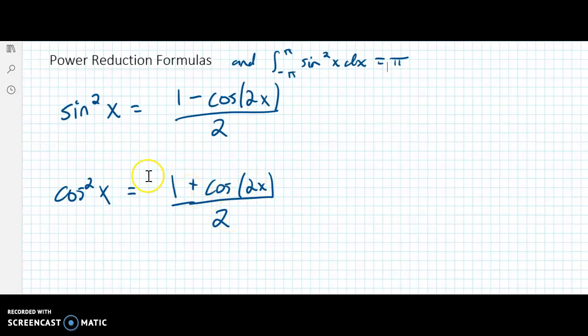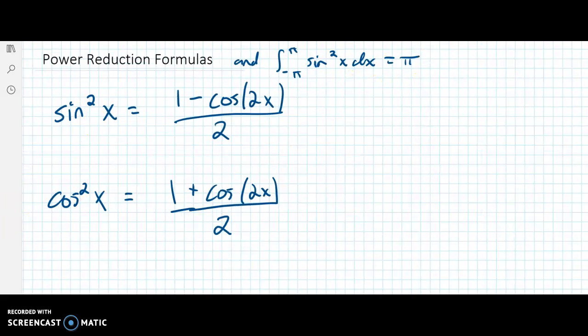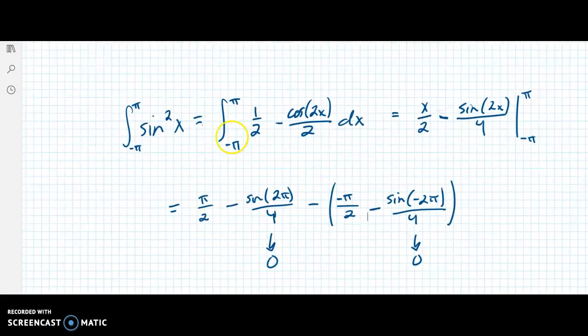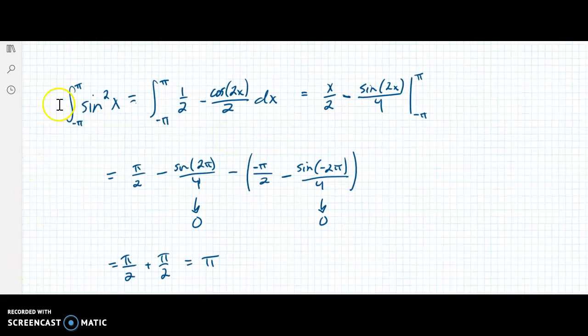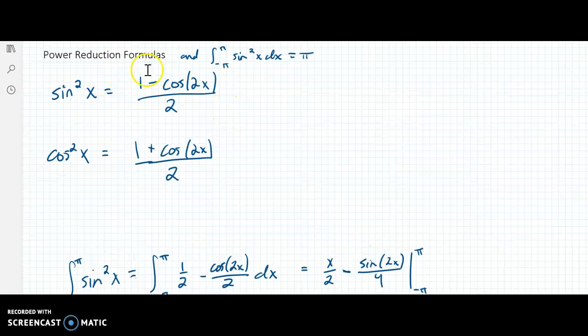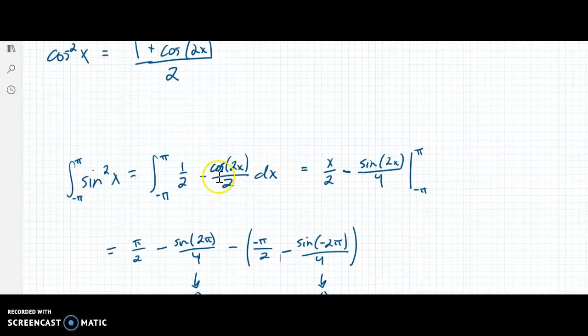So from there, I need to integrate this thing. I need to show that the integral from negative pi to pi of sine squared x is pi. That's actually a pretty quick calculation if you know how to do definite integrals. I'll come down here. I already have it pre-written for us. I got the integral from negative pi to pi of sine squared x, there should be a dx there. All I did was sub in my identity from above right here. I wrote 1/2 minus cosine of 2x over 2. That's equivalent to this fraction right here.